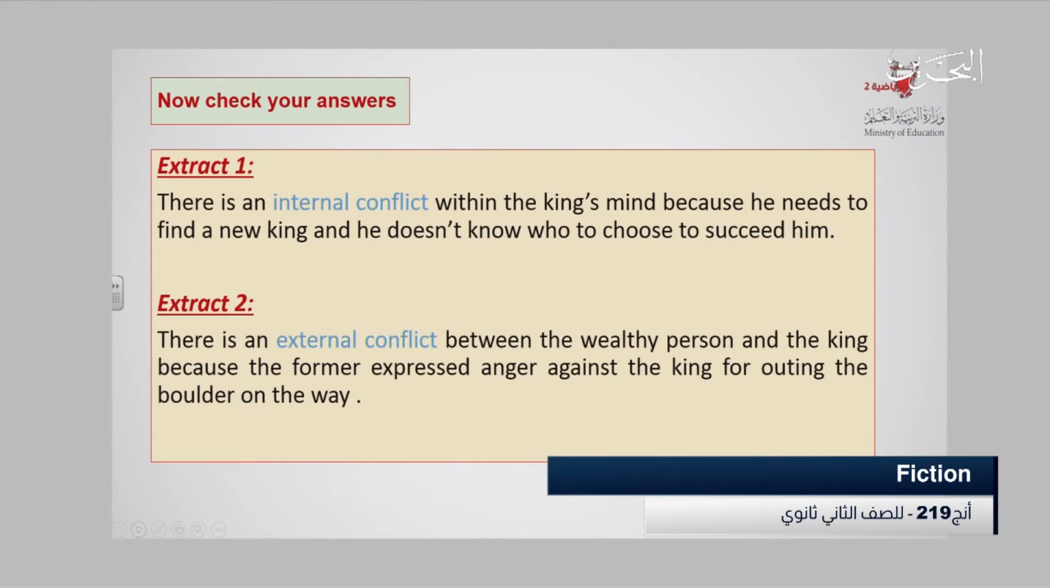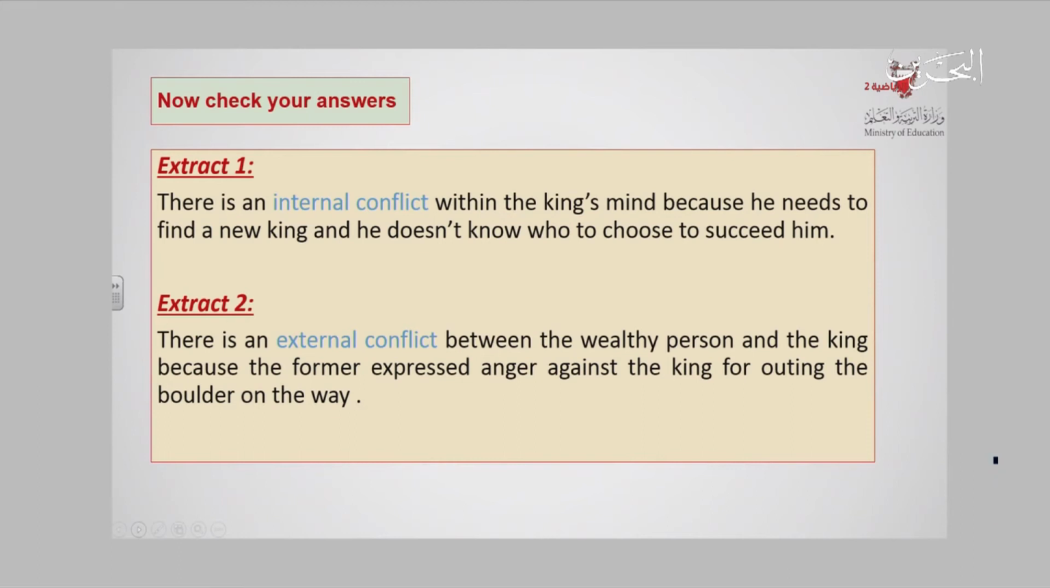In extract 2, there is an external conflict between the wealthy person and the king, because the farmer expressed anger against the king for putting the boulder on the way. It's external. So the wealthy person is having a problem with the king.